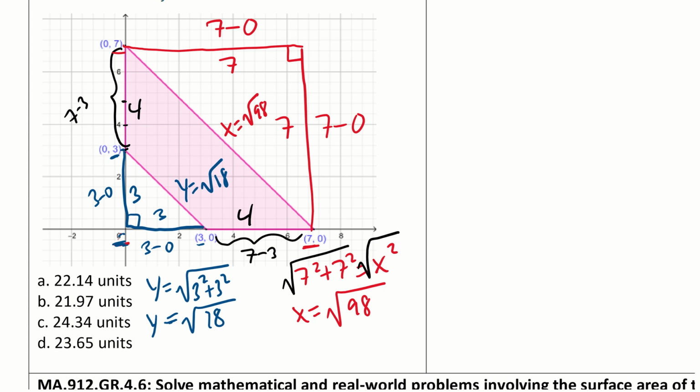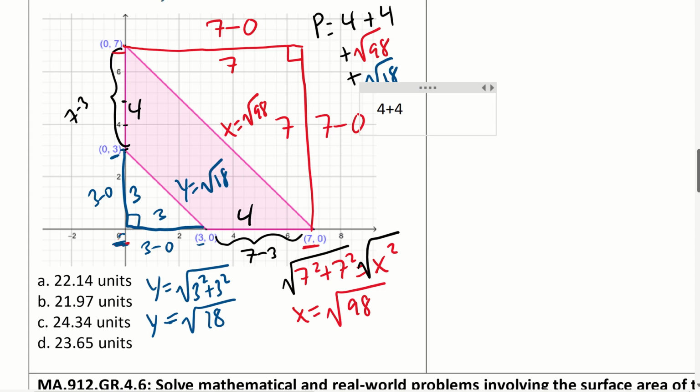Now we have to find the perimeter. So add up all the sides, right? So we have 4 plus 4 plus the square root of 98 plus the blue square root of 18. All right, and we'll just do this on the calculator. Again, get a decimal off of it. So let me do that here. I'm going to do this on the calculator, see what I get.